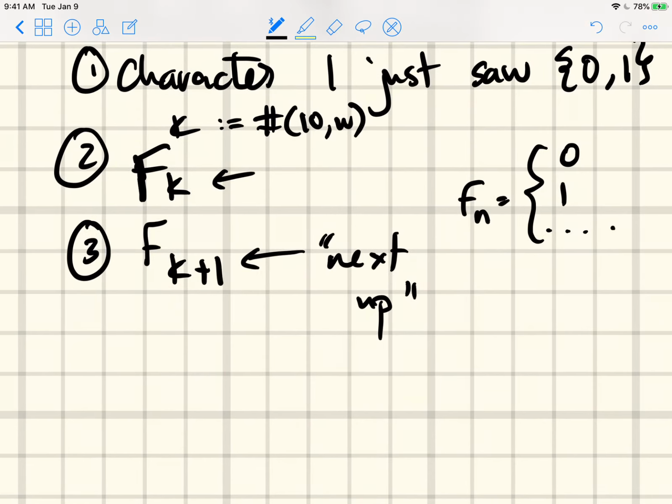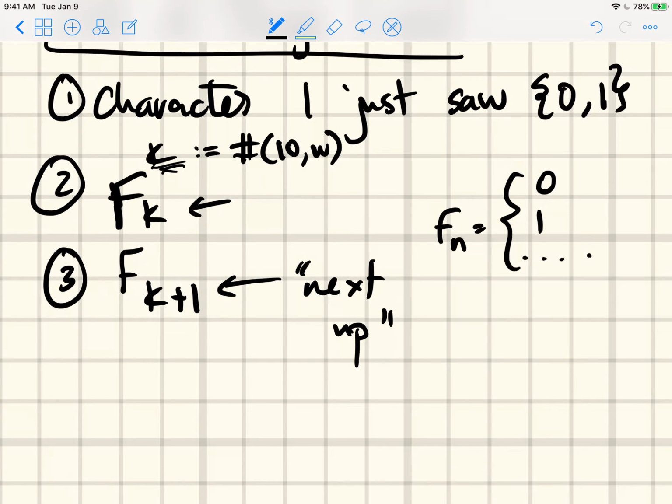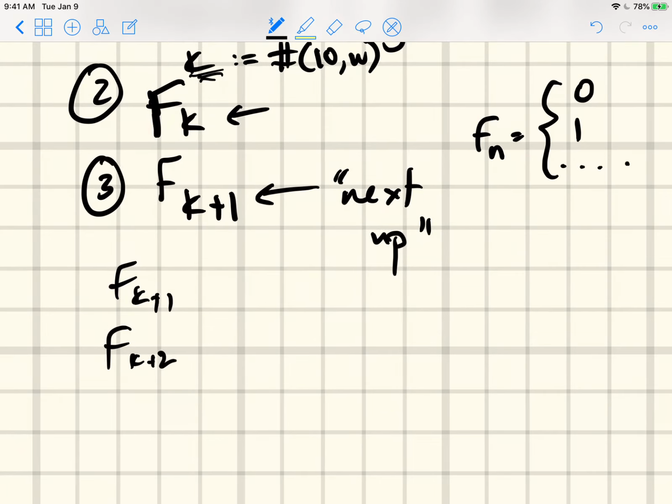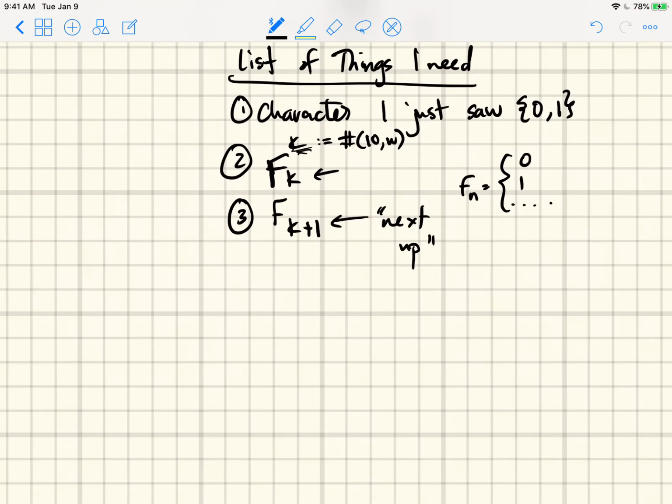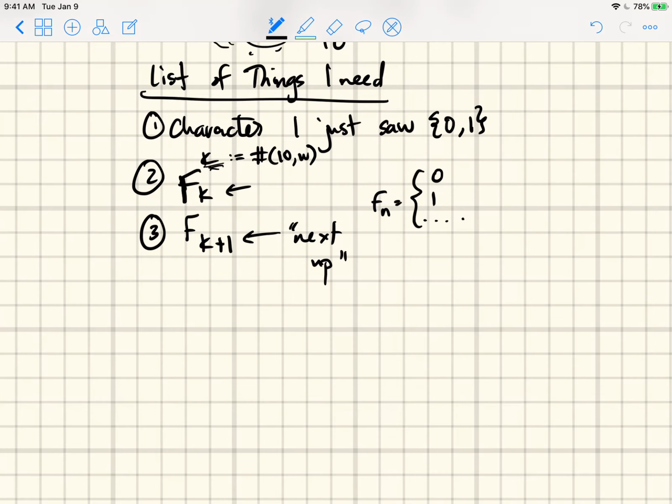And so when I get to next up, meaning when I've increased this k, meaning I've seen a 1, 0, then we store f_{k+1} and then f_{k+2}, right? And then we keep shifting like that. Okay, cool. So now I have this list of 3 things that I need.